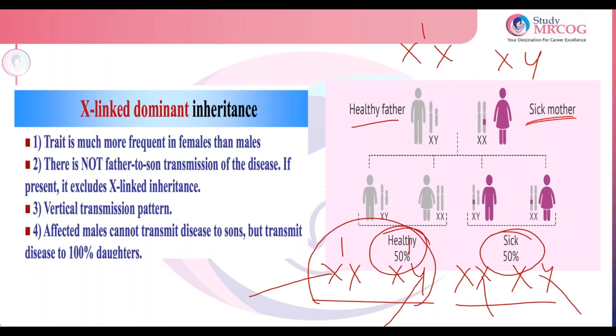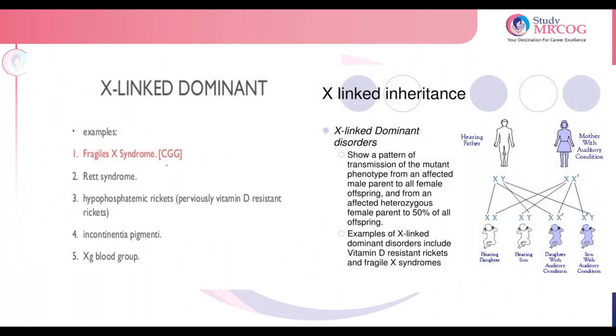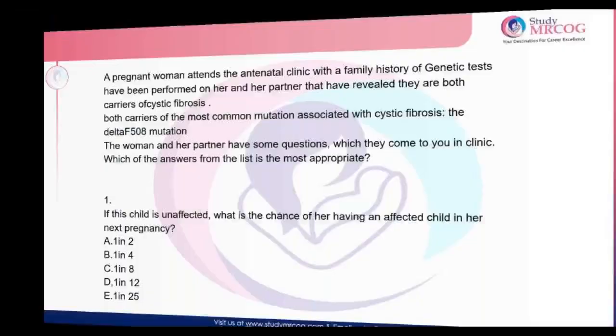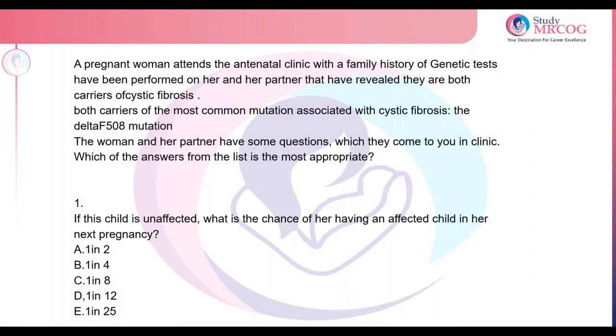Again, some examples: Fragile X syndrome, Rett syndrome and vitamin D resistant rickets. So you need to remember this. That finishes our inheritance. Let's see how to apply this for the questions.